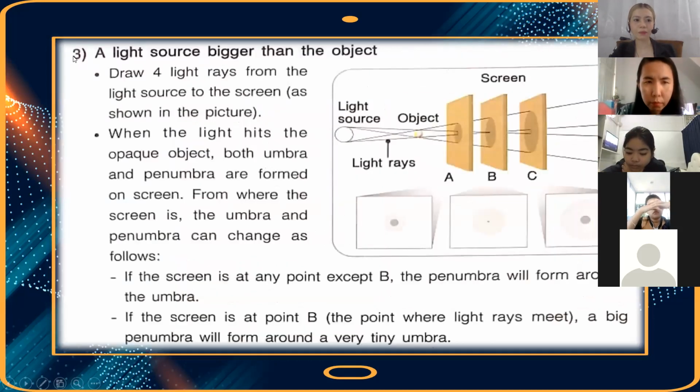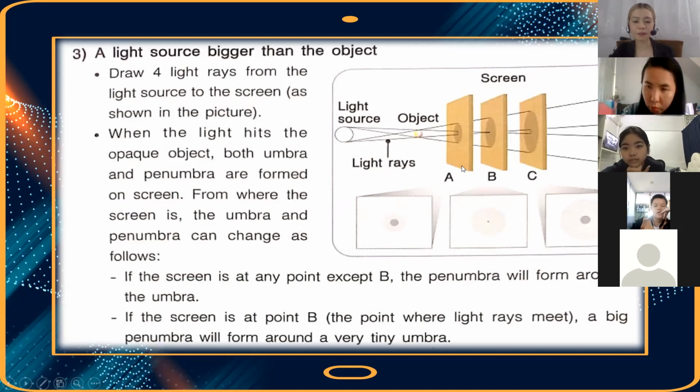Number three, a light source bigger than the object. From number three, class, what if the light source is bigger than the object? When the light hits the opaque object, both umbra and penumbra are formed on the screen. Depending on where the screen is, the umbra and penumbra can change as follows. So we have three scenarios here. We have three screens, and below these screens are the shadows. Again, in each screen we can see two shadows, both the umbra and penumbra.